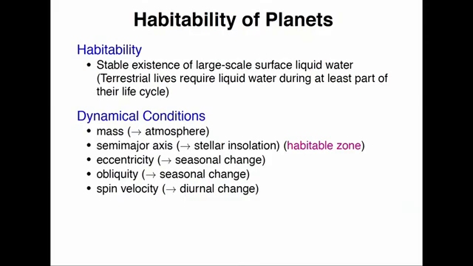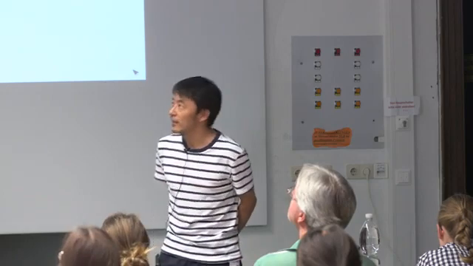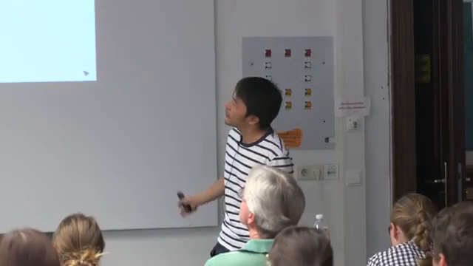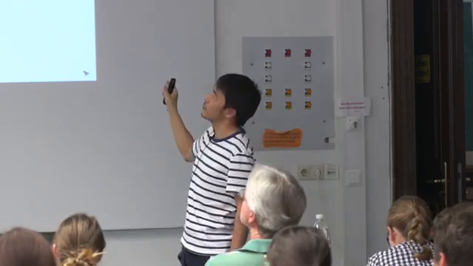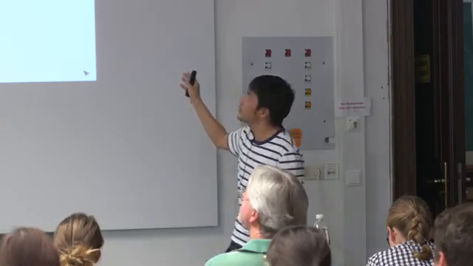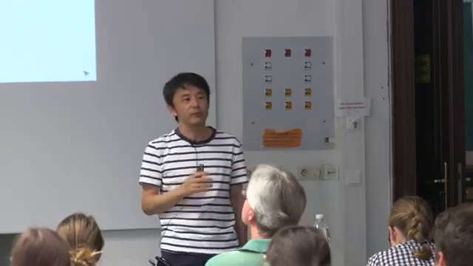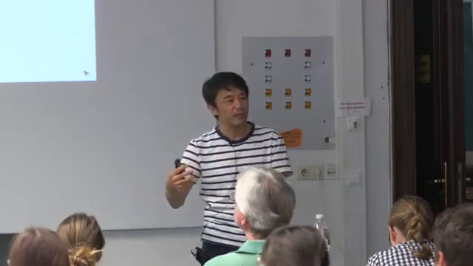Okay, so now let me introduce the standard formation scenario. But actually, we have already heard from Nadal, so let me briefly repeat that. Behind this standard formation scenario, there are two hypotheses. The first one is the disk hypothesis. We consider that a planetary system is formed from a light circumstellar disk. It's called the protoplanetary disk, and that is a byproduct of star formation. And this disk has the same composition as the host star.